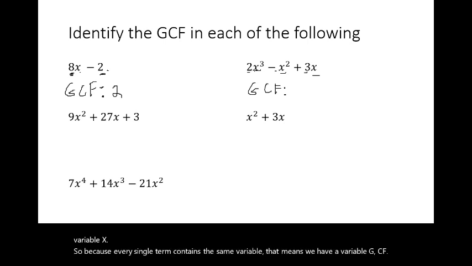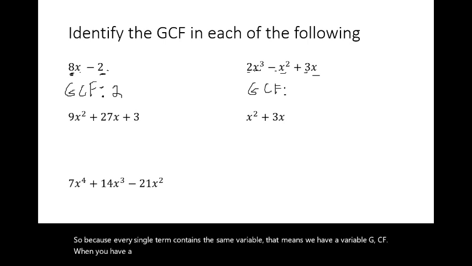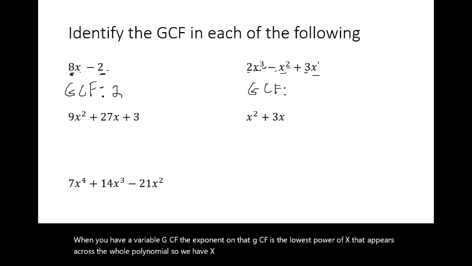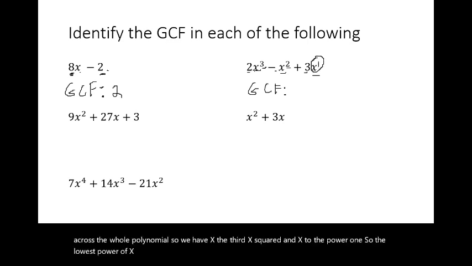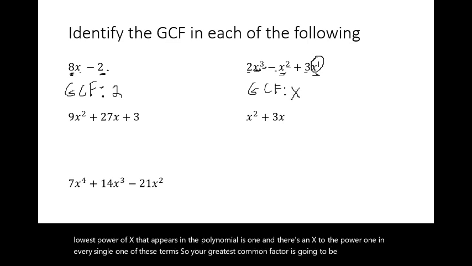When you have a variable GCF, the exponent on that GCF is the lowest power of x that appears across the whole polynomial. So we have x to the third, x squared, and x to the power 1. So the lowest power of x that appears in the polynomial is 1, and there's an x to the power 1 in every single one of these terms. So your greatest common factor is going to be x to the power 1.